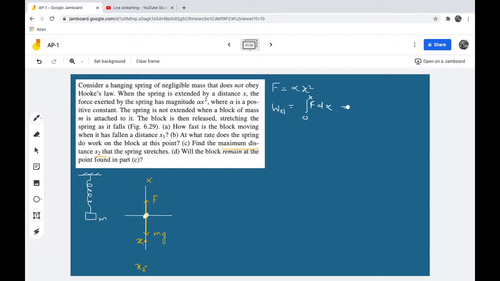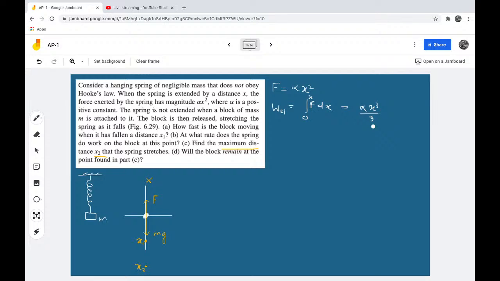Why is it straightforward? Look at it. It is alpha x square. So alpha goes out of the integral. X square dx is x cube by 3. If you put the higher limit, it will remain x cube by 3. If you put the lower limit, that will be 0, so gone. So it will be alpha x cube by 3. So this becomes my equation.